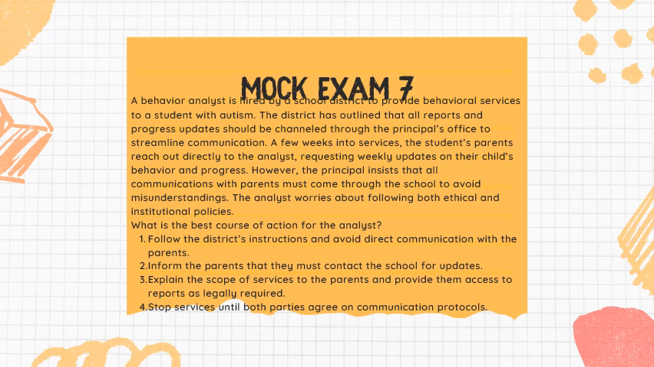Number one, follow the district's instruction and avoid direct communication with the parents. Number two, inform the parents that they must contact the school for updates. Number three, explain the scope of services to parents and provide them access to reports as legally required. Number four, stop services until both parties agree on communication protocols.